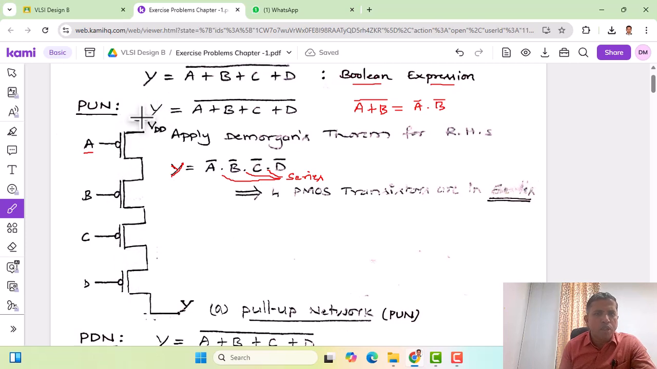And you can see that for the top transistor, we can connect it to the power supply, which is VDD, and the other end of the series connection is tied to the output Y. So this is the pull-up network.